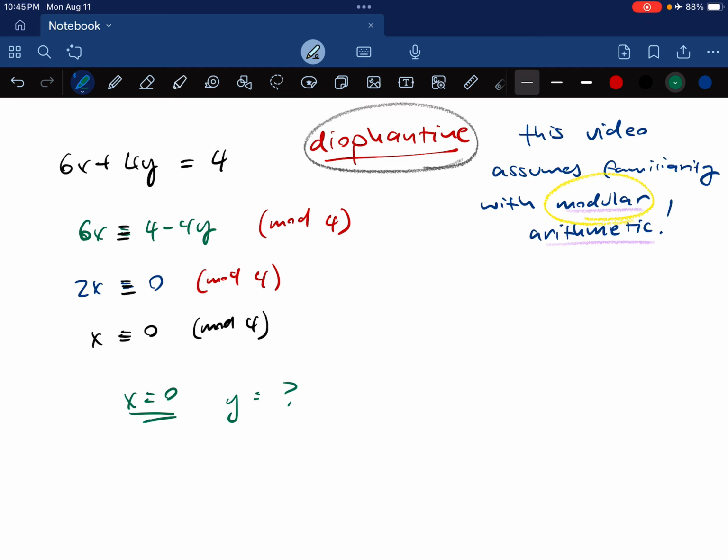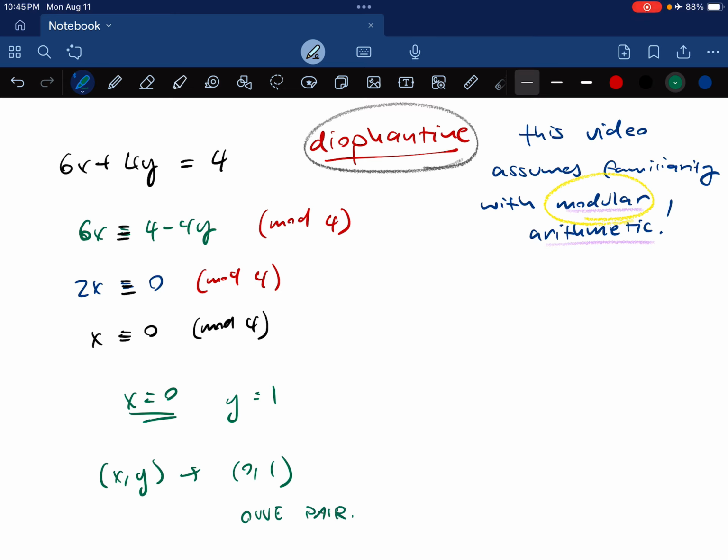Well, plugging it back in here, 6 times 0 plus 4 times y equals 4. So in that case, y would be equal to 1. So one pair of solutions, x comma y, would be 0 comma 1. And this is one pair.